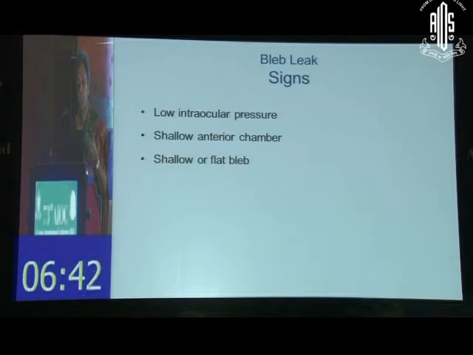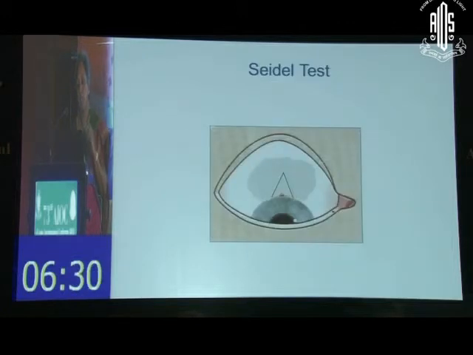And what are the signs? As I mentioned, when you measure a low intraocular pressure, that indicates that you have to look at what is happening at the bleb. Again, shallow anterior chamber. The bleb may be shallow or flat. So how do you assess? What is important is to do the Seidel's test.